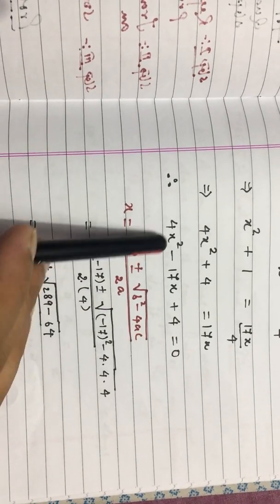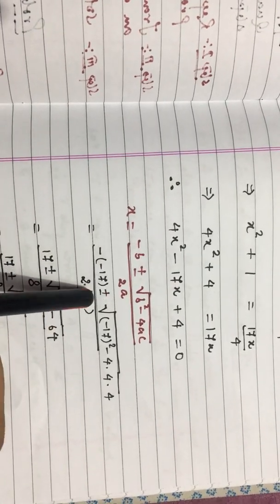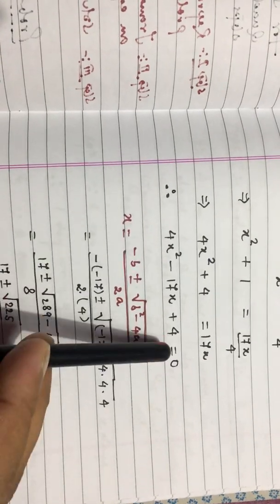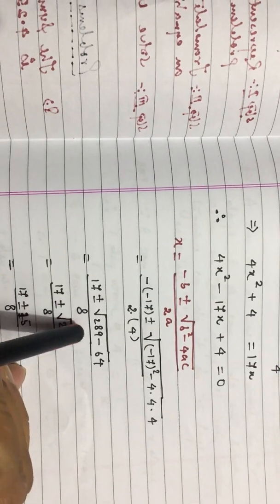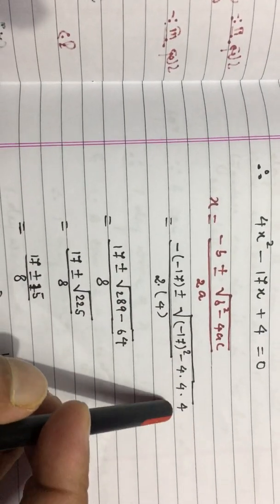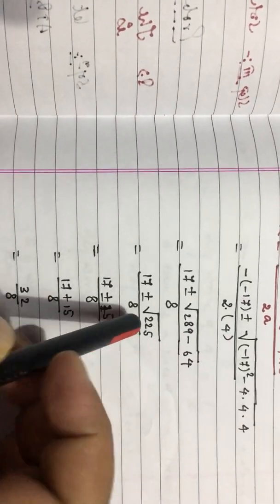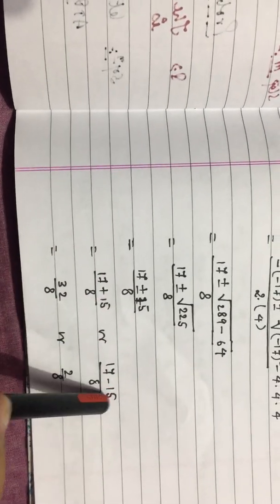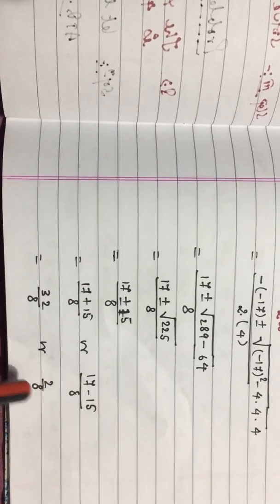The value of a is 4, b is minus 17, and c is also 4. So minus minus is plus 17, 2 into 4 is 8, the square of minus 17 is 289, 4 into 4 is 16, 16 into 4 is 64. Now subtract, 289 minus 64 is 225, and the square root of 225 is 15. Now 17 plus 15 by 8 and 17 minus 15 by 8. 17 plus 15 is 32 by 8, and 17 minus 15 is 2 by 8.